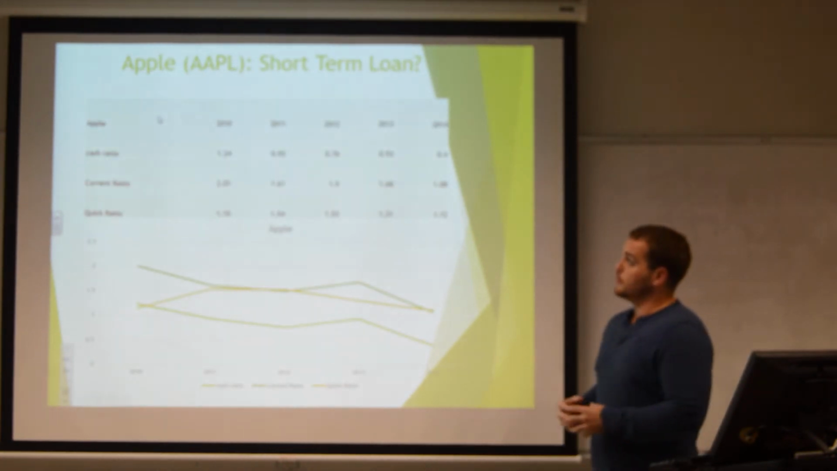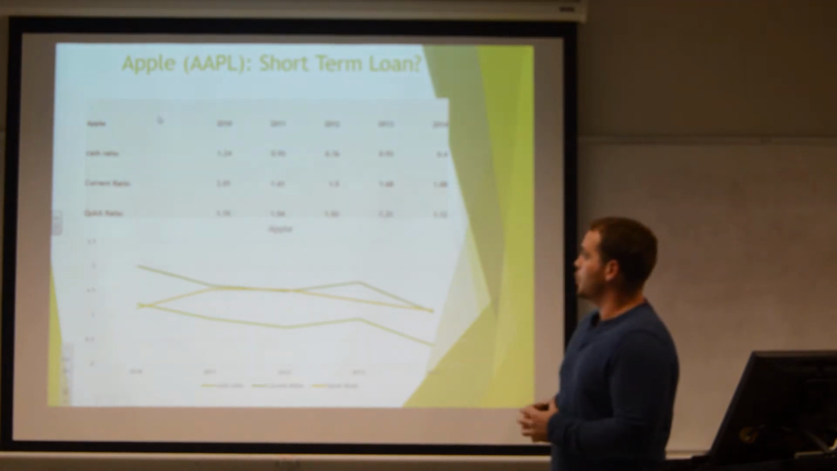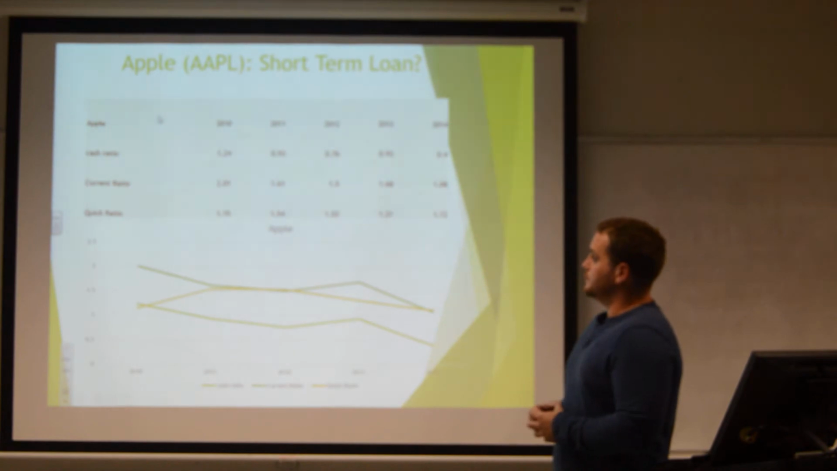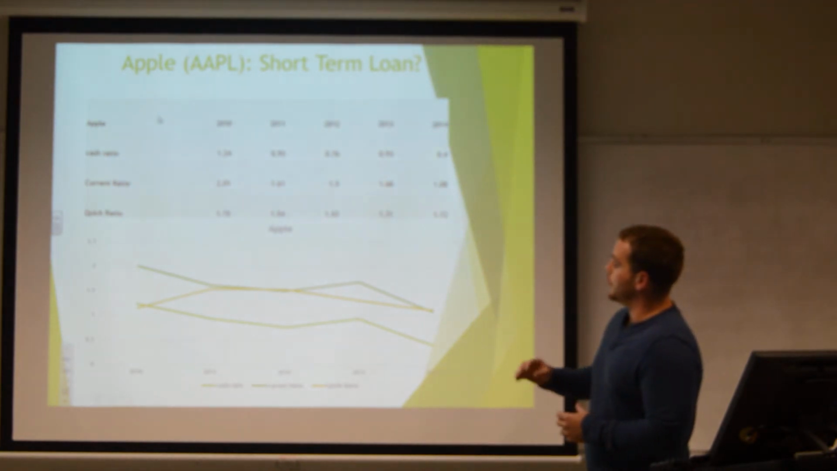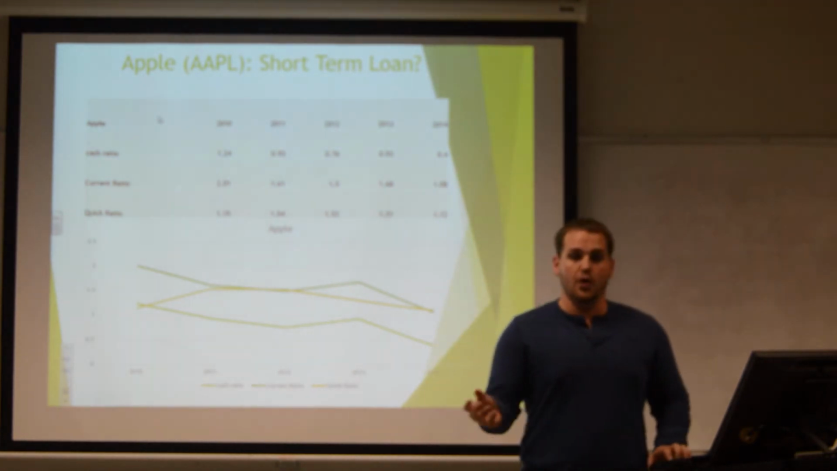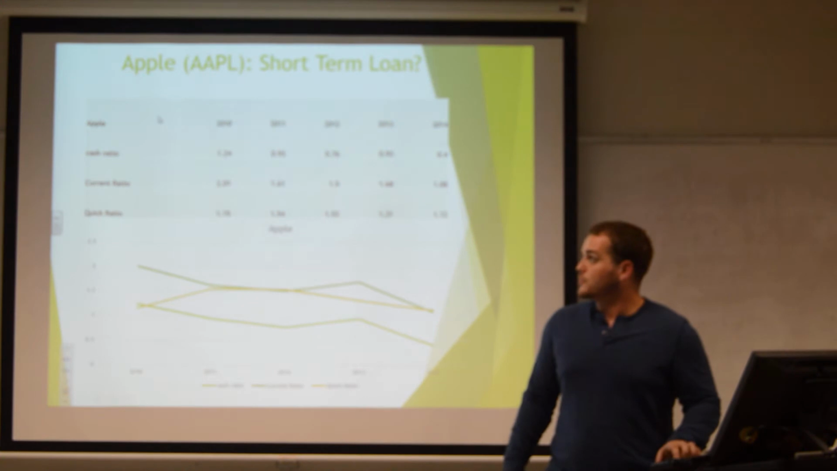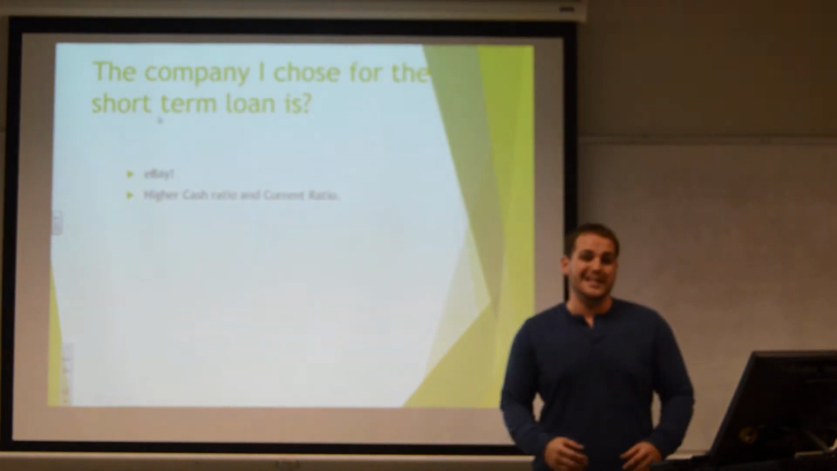For the other short-term loan side, look into Apple. Apple's a very profitable company, but after I broke it down, I decided, wow, it looks like the ratios are all going down by a lot. It looks like the average in general went down. After a long decision, analysis, and the whole nine yards, I decided to look into company eBay.